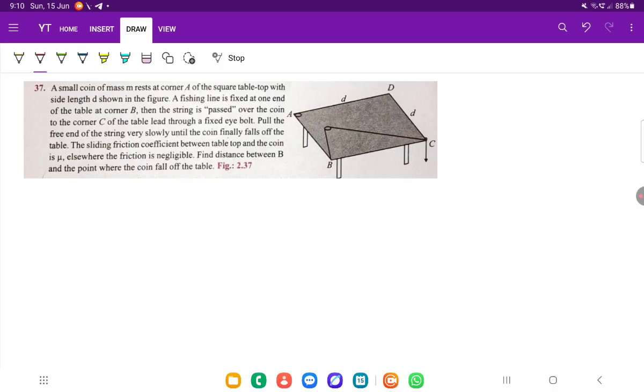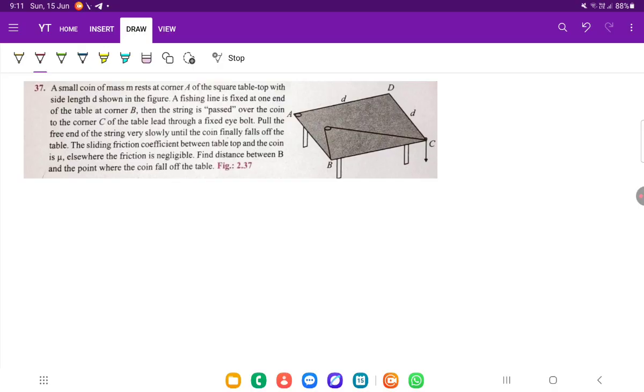So the problem states that a small coin of mass small m rests at corner A of the square tabletop with side length d, shown in the figure. A fishing line is fixed at one end of the table at corner B. Then the string is passed over the coin to the corner C of the table, led through a fixed eye bolt. Pull the free end of the string very slowly until the coin finally falls off the table.